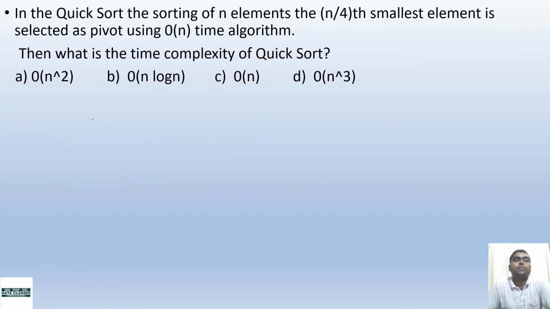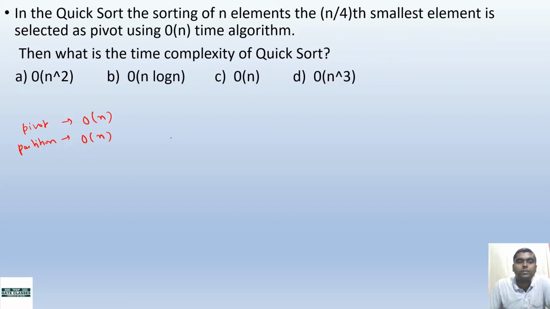Okay, in the quick sort, the sorting of n elements, the n by fourth smallest element is selected as pivot using order of n time algorithm. So pivot selection, let us do this. Pivot is selected in order of n time, and it is given the n by fourth. Okay, so partition is what? Partition is again order of n.